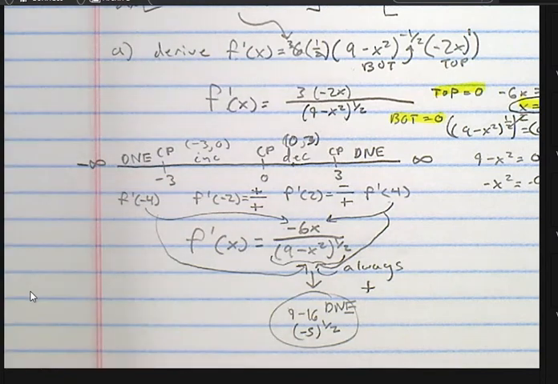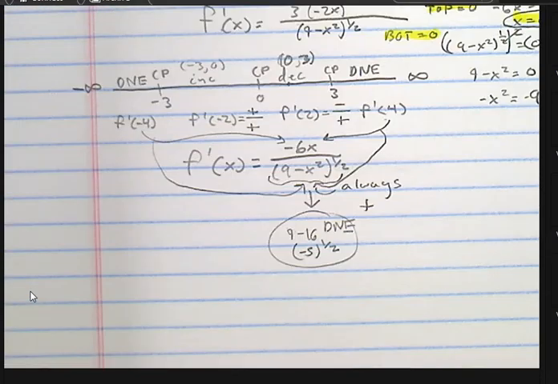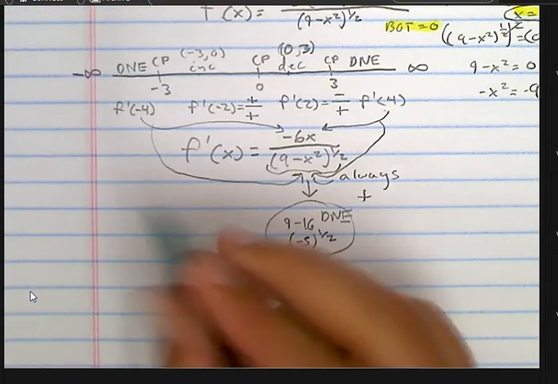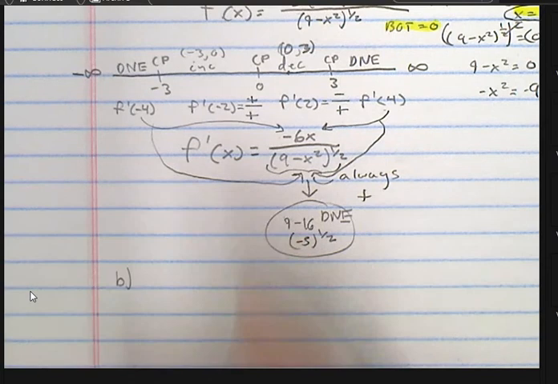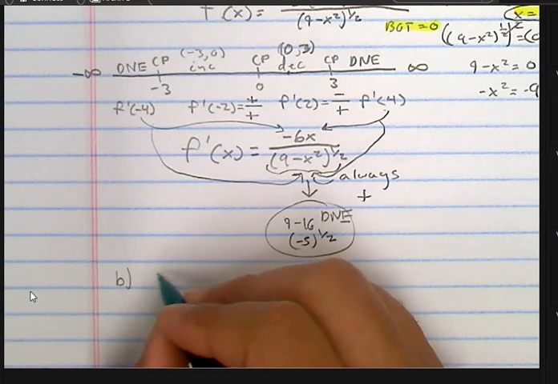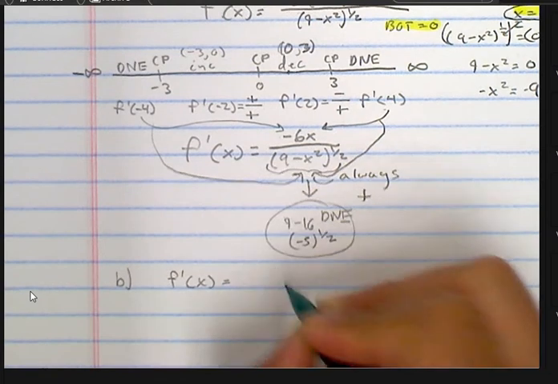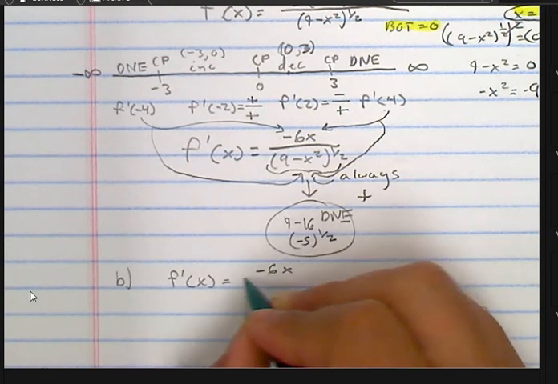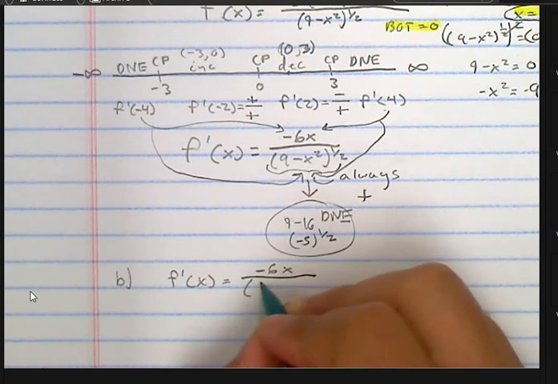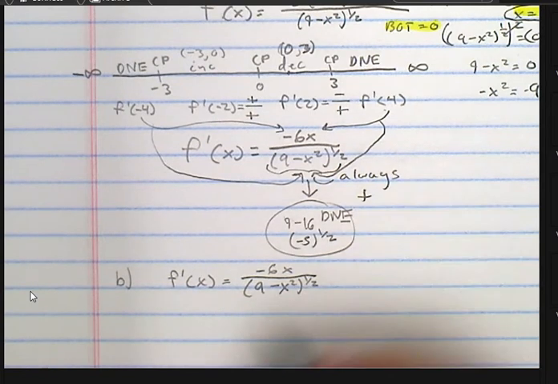Alright, here we go. We got everything we need. Moving on to step B. Keep in mind it does not exist after negative 3, or before negative 3 and after 3. We'll go over that later. Here's where it gets ugly.